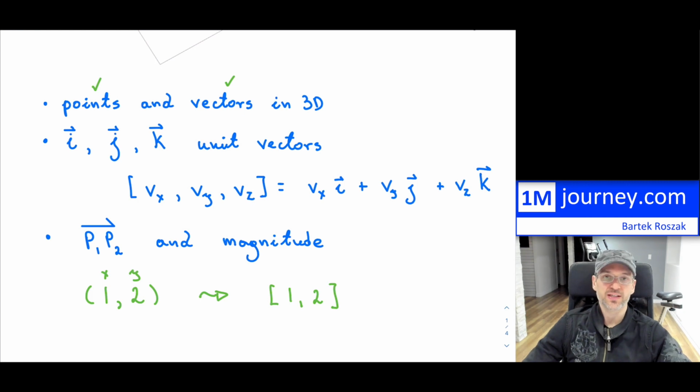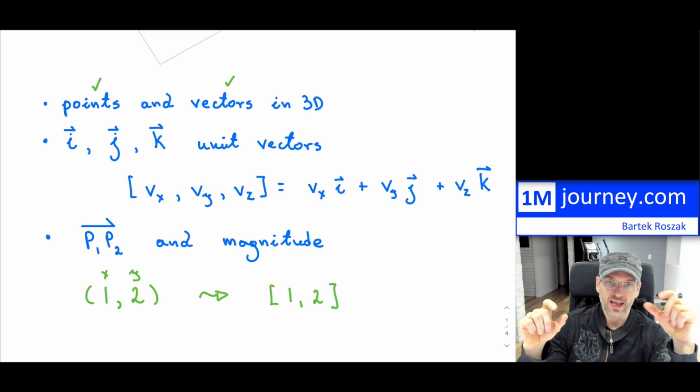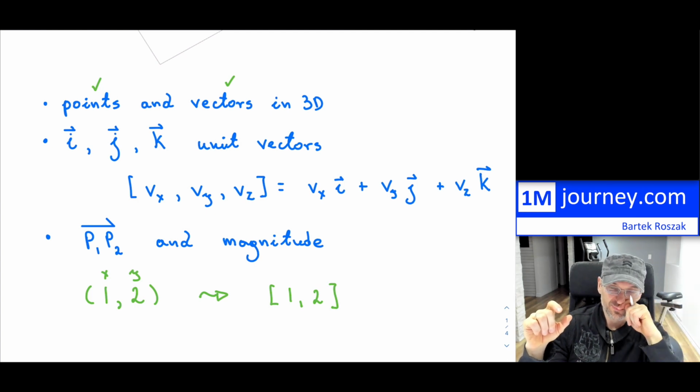Now, what's interesting is that in 2 dimensions, we use geometric vectors, right? Where we would have a magnitude and, for example, an angle, or some kind of direction with respect to some kind of coordinate system.